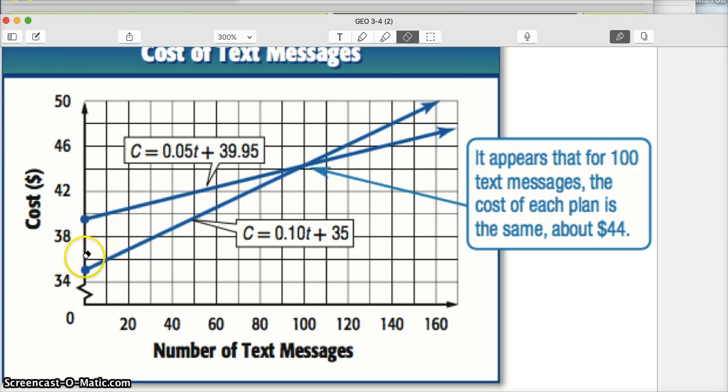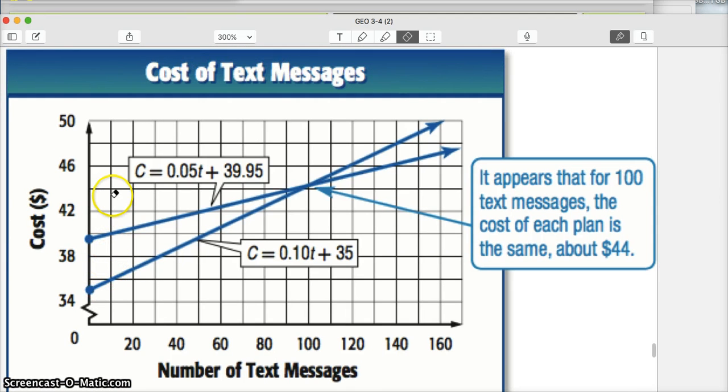These are the things that you want to be able to identify when you're working with a problem like this. It appears that for 100 text messages, the cost of the plan is the same at about $44. That's the intersection point where you'd end up paying exactly the same amount of money. Depending on what we're comparing, we might call it a break-even point, when two things come together and join, or it is the point where, as in this case, you want to determine for him how many text messages you are likely to make.